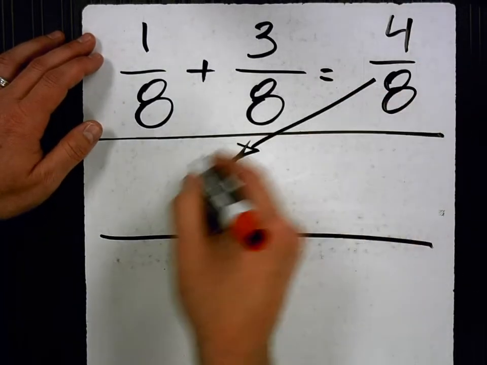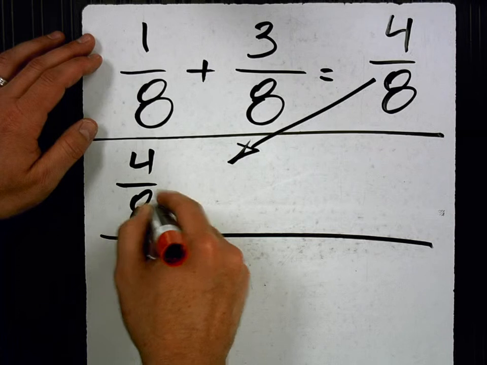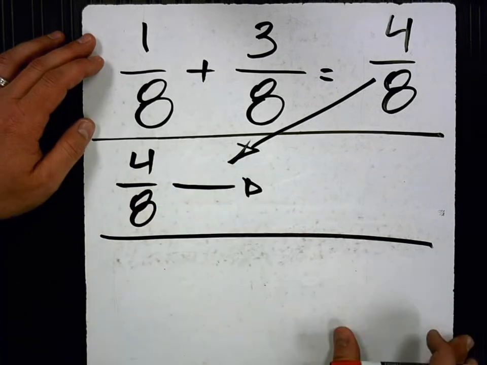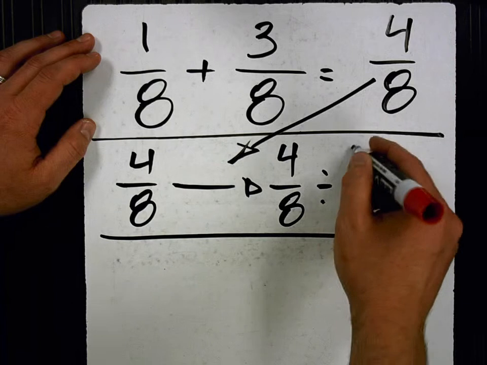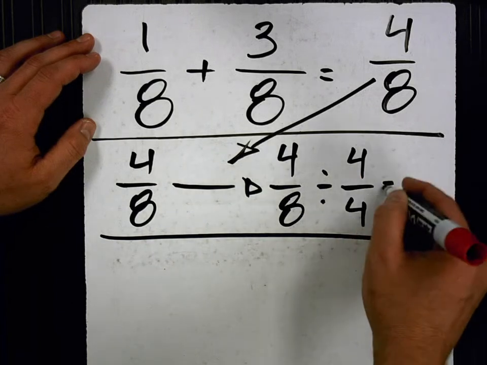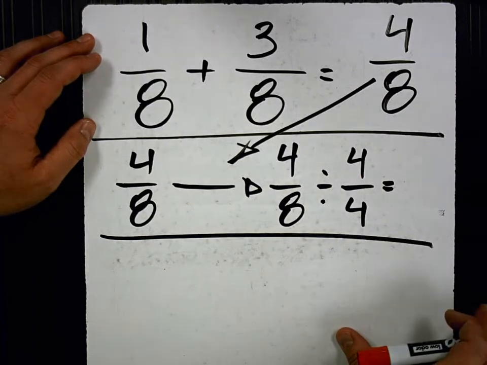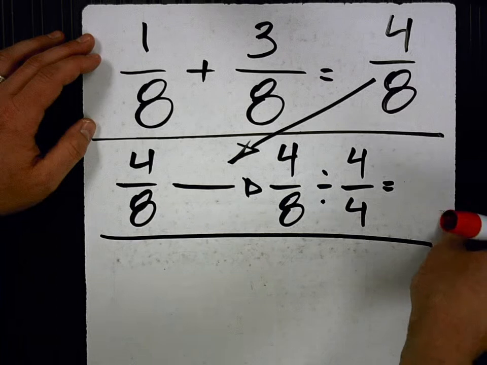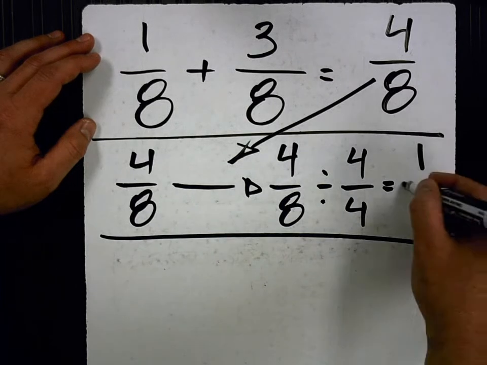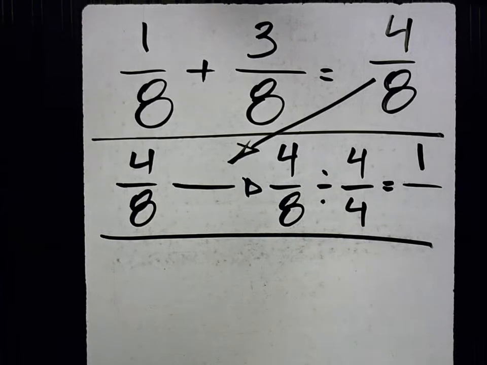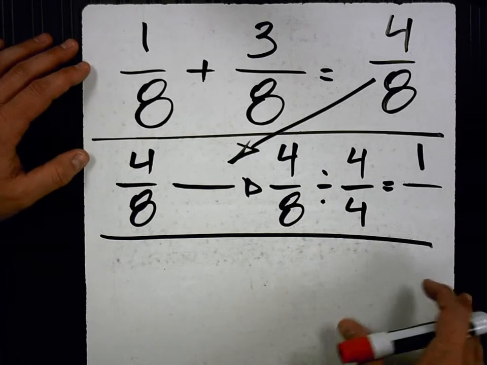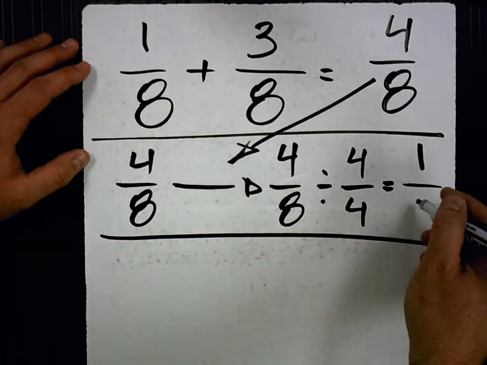Now, take that fraction 4/8. Can we reduce it to simplest form? Yes. How do we do that? What do we divide by? 4. What's 4 divided by 4? Jalen. 1. What's 8 divided by 4? Emily. I don't care which. Either one. What's 8 divided by 4? 2.